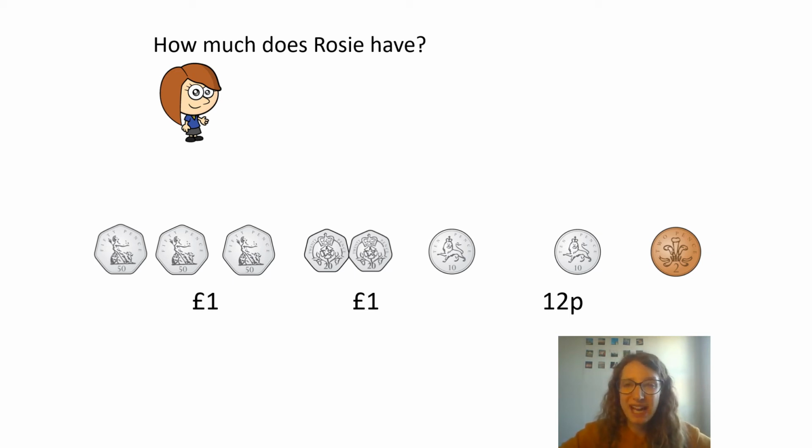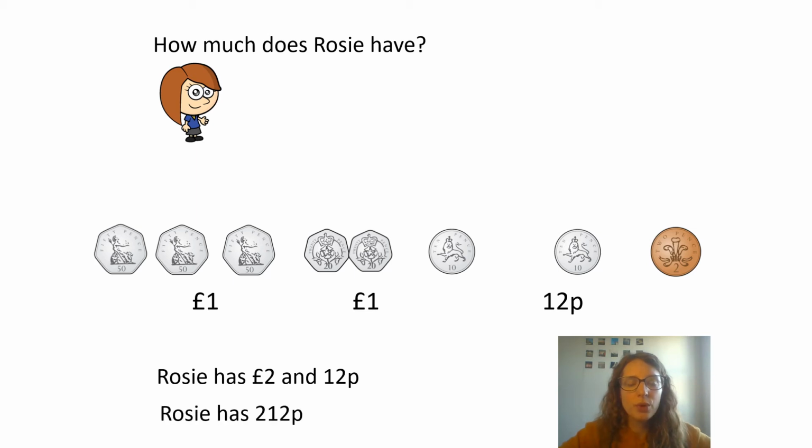Okay, so now we need to add all of those together. So she's got £2. Okay, so £1 here, £1 here, and 12p. What would that be in just pence if I was converting it? So £2 and 12p, or 212p. Okay, so remember this is 100 pennies and this is 100 pennies. Okay, well done if you got it.